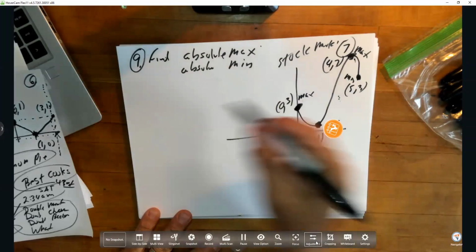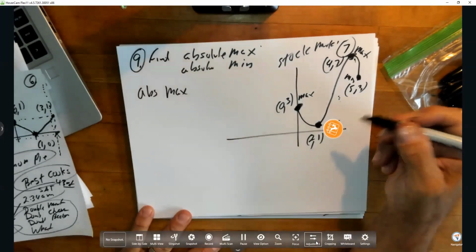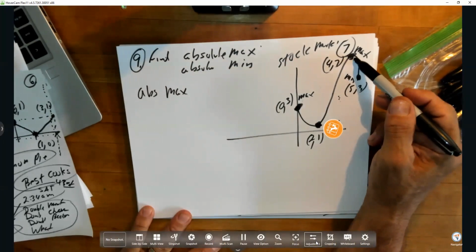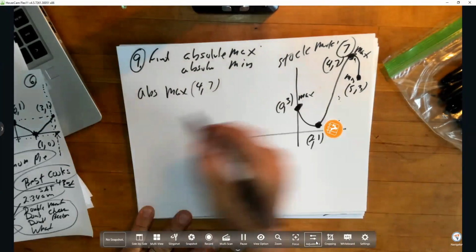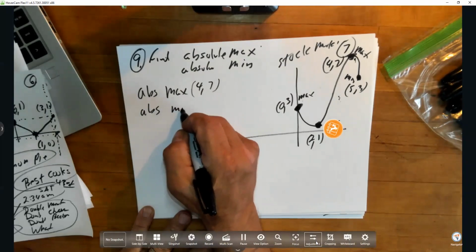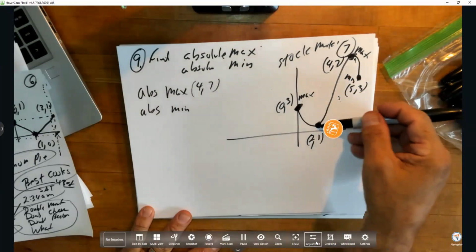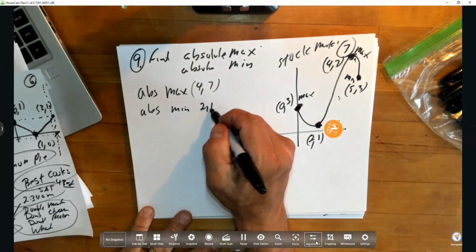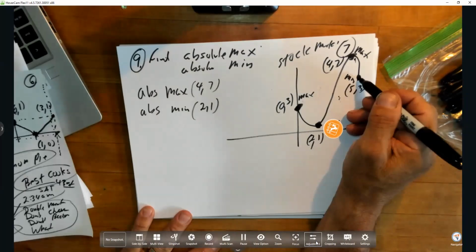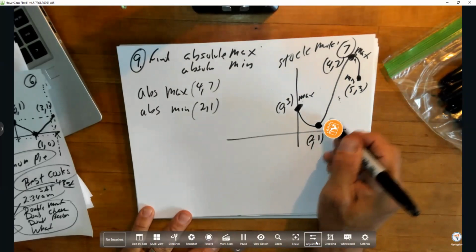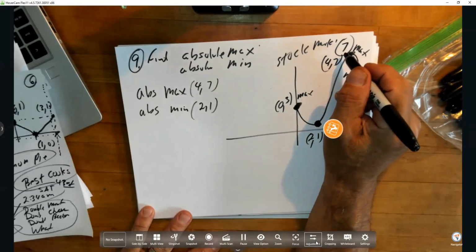Right? But the absolute max, the highest one forever, is which one? Is it this one here, the 4, 7? Yes. Yeah, so 4, 7 is the absolute max. And the absolute min, what's the lowest this graph ever went? 2 and 1. Yes. Okay, it went down and up and then down to this number, but this one is lower. So this is the absolute lowest one. This is the absolute what? Biggest one. Does that make sense? Yes. Okay.